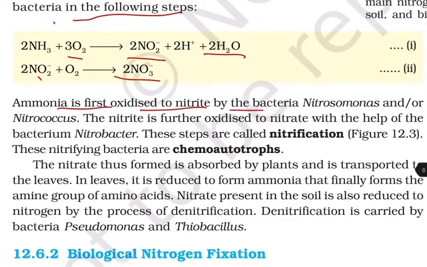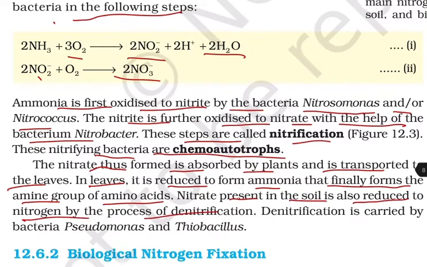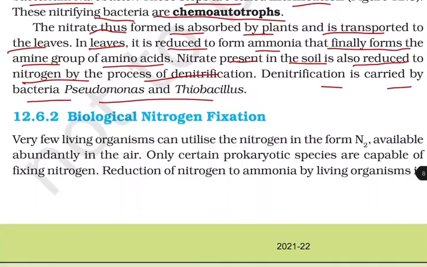Ammonia is first oxidized to nitrite by the bacteria Nitrosomonas and or Nitrococcus. The nitrite is further oxidized to nitrate with the help of the bacterium Nitrobacter. These steps are called nitrification, and the nitrifying bacteria are chemoautotrophs. The nitrate thus formed is absorbed by the plants and is transported to the leaves. In leaves, it is reduced to form ammonia that finally forms the amine group of amino acids. Nitrate present in the soil is also reduced to nitrogen by the process of denitrification. Denitrification is carried out by the bacteria Pseudomonas and Thiobacillus.